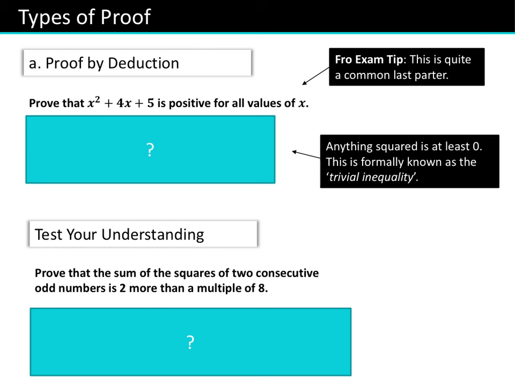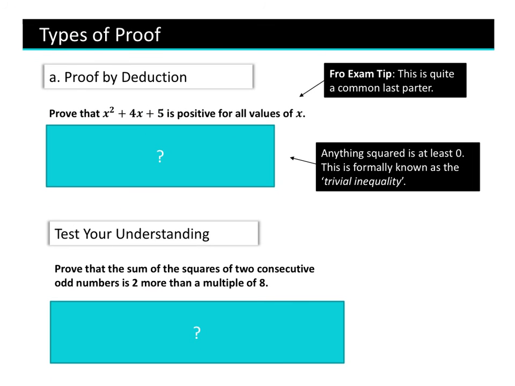So then, we have another type of proof, the proof by deduction. So we've got to prove that this is positive for all values of x. Now, as we know, to prove something is positive, we need to show a square number. So what we are going to do is complete the square. So x squared plus 4x plus 5 can be rewritten as x plus 2 all squared minus 2 squared plus 5, which we know is x plus 2 squared minus 4 plus 5, which is plus 1.